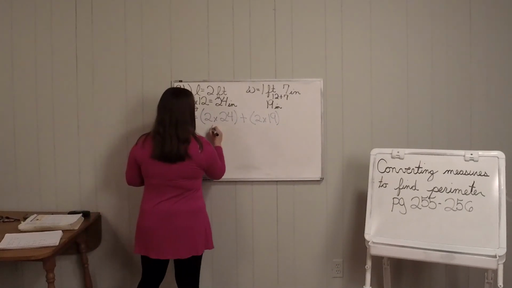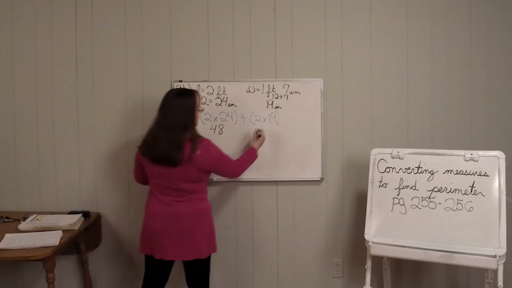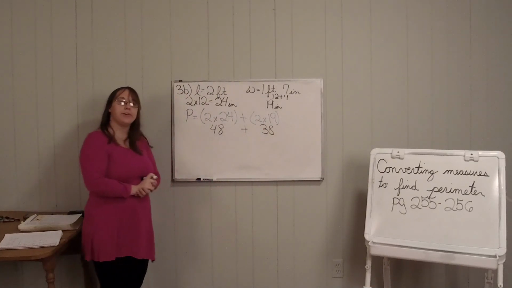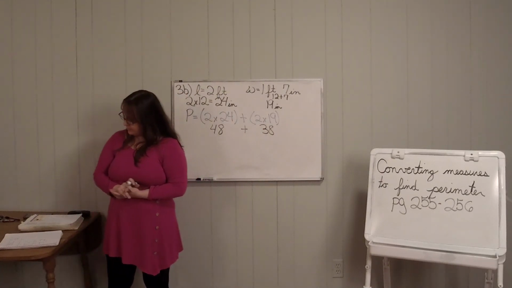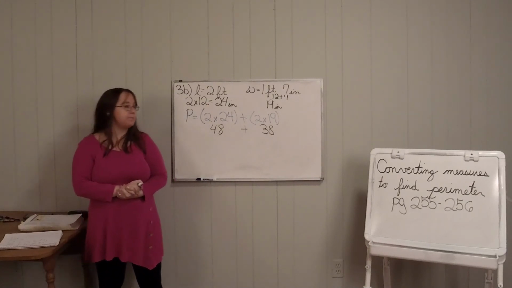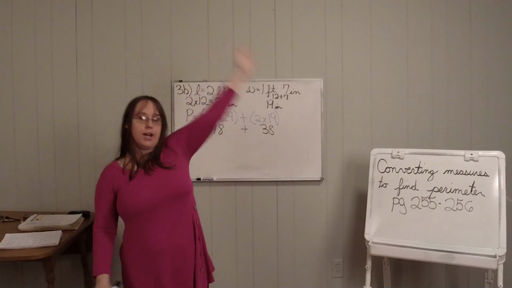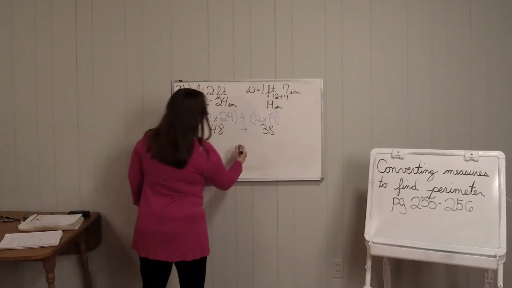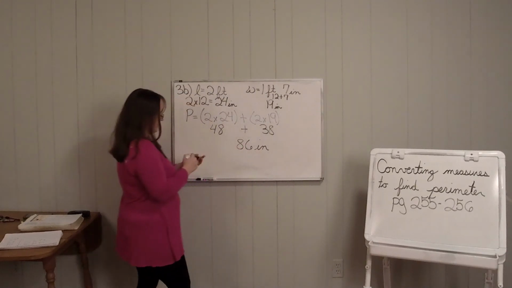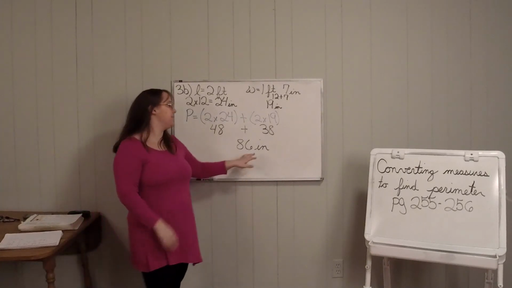Two times 24 is 48. 2 times 19 is 38. Then you're adding them together. When you add them together, what do you get? I can imagine right now half of you doing like this. I got the answer. I know it. It'd be 86 inches. Is the answer.